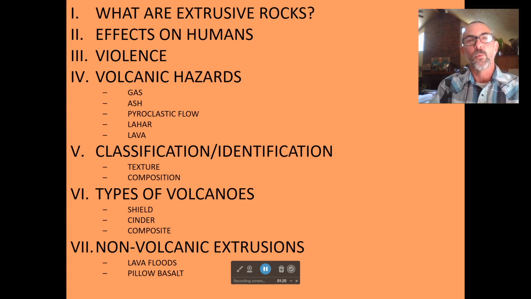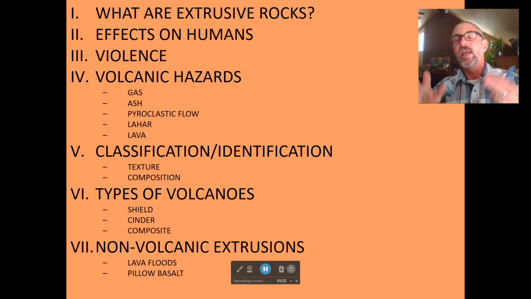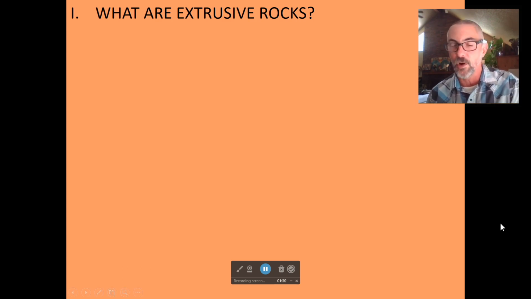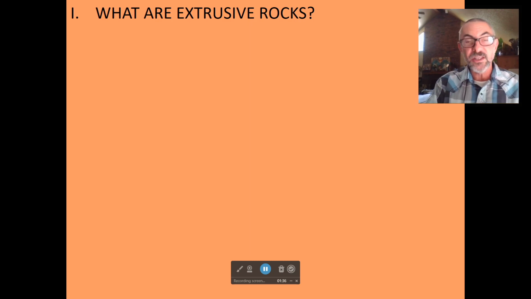And we're going to start off with, well, just what are extrusive rocks? Extrusive rocks are a type of igneous rocks. They form from cooling of molten rock. The big difference between extrusive rocks and intrusive rocks is where that molten rock cools. So that's the big main difference in origin.